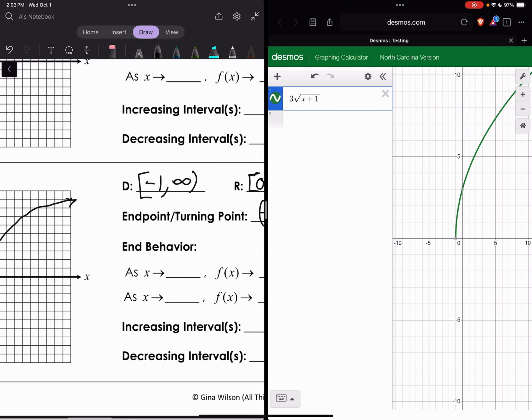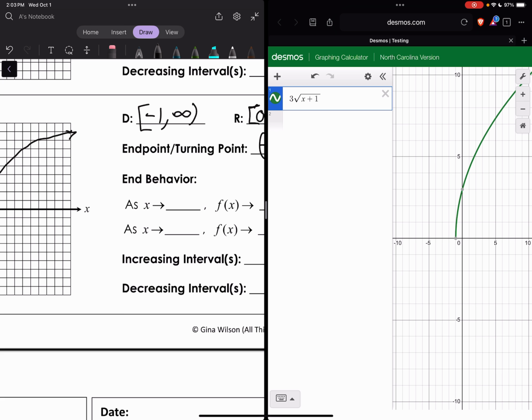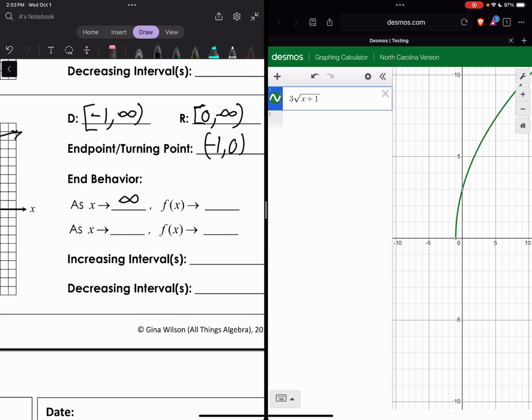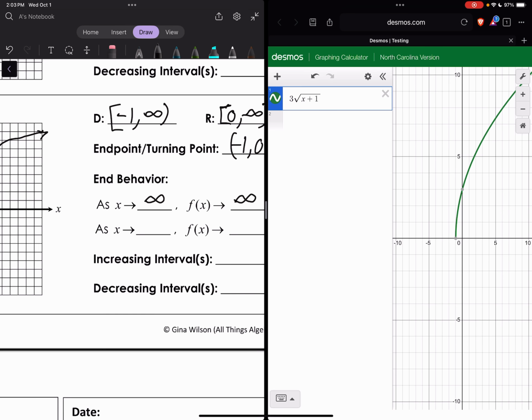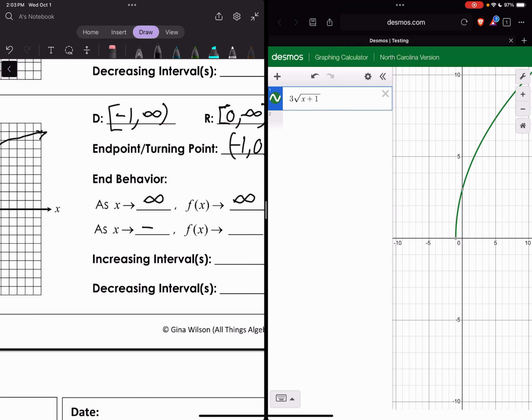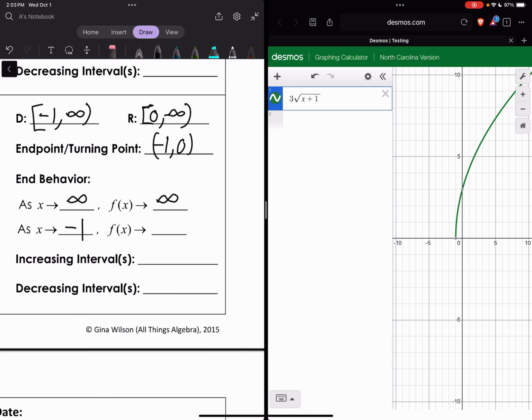In behavior, as x goes to the right, y is going to be going up. As x goes to the lower bound of the domain, negative 1, y is going to 0.